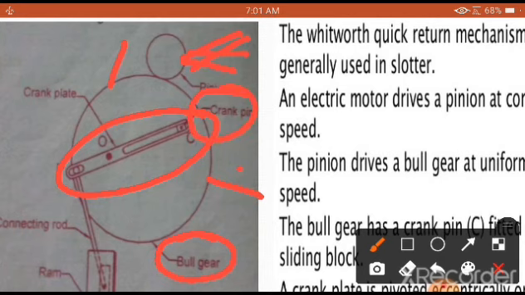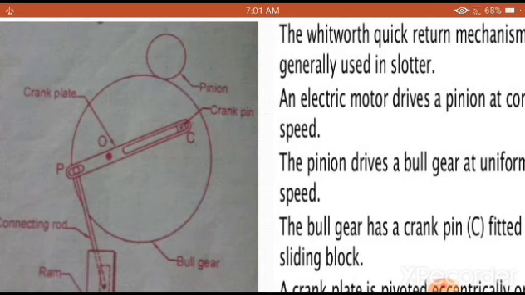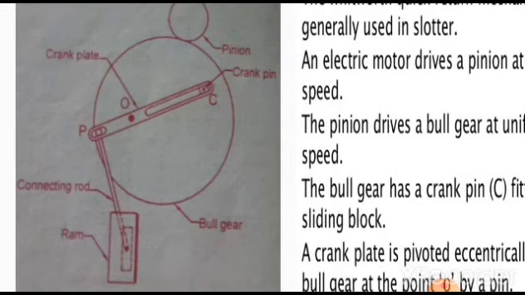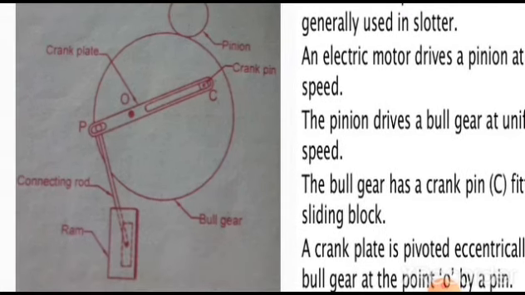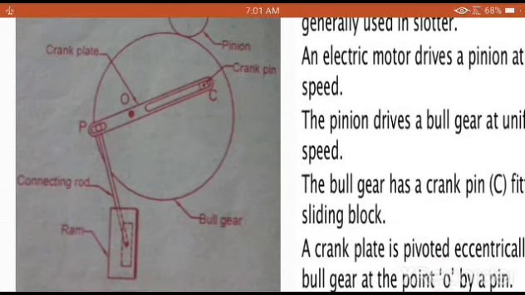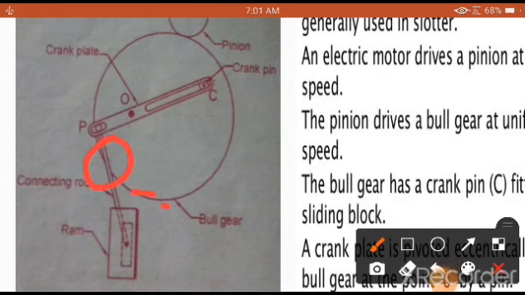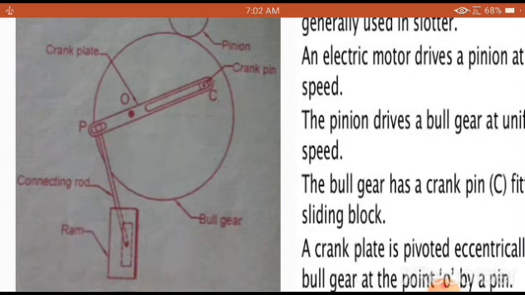Now what is going to happen here, if you observe clearly, is that this crank plate is in connection with the connecting rod, and that connecting rod is connected to the ram. So the movement is going to take place in this way and in this way, that is, in a vertical direction only. Our intention is to give the speed or the power starting from the pinion itself.